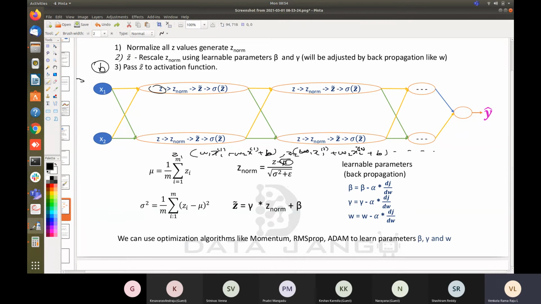So now I am calculating the mean, mu. How will I calculate? W1 X1 plus W2 X2, plus W1 X1 2 plus W2 X2 2, and so on, plus 32 B. Do you agree? In every Z there is a B, and there are 32 Z's, so there will be 32B divided by 32. This is the mean, right? Any questions here?